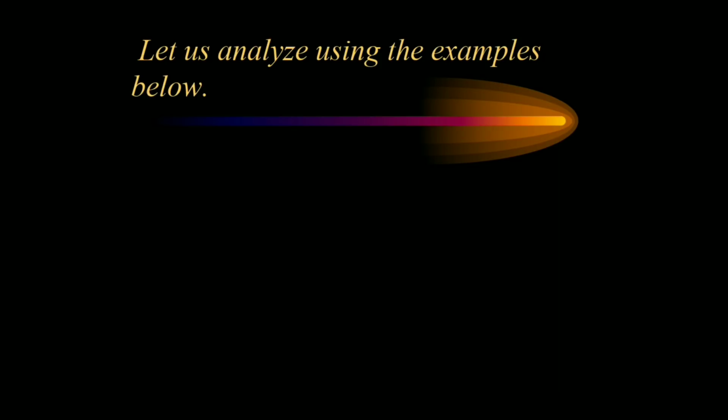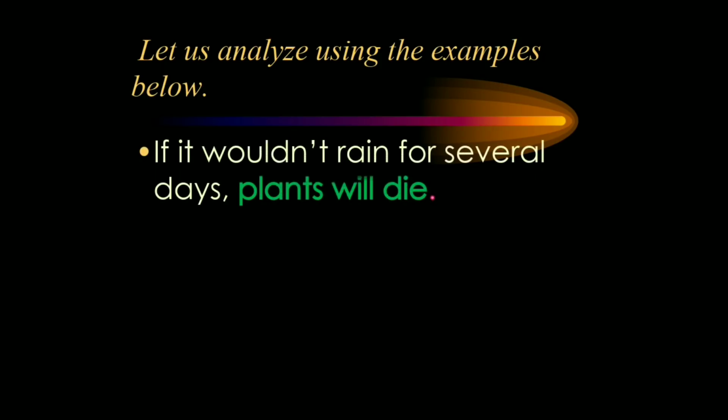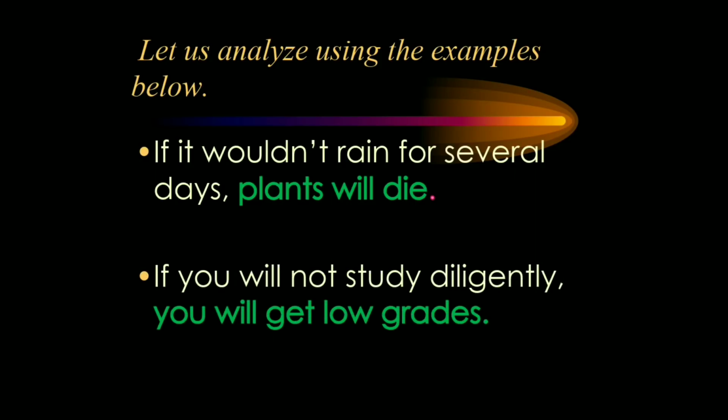So let's have this first example. If it wouldn't rain for several days, plants will die. Based on the given clue, on the first part of the sentence, one can conclude that if it didn't rain for several days, plants will die. So, the given conclusion is plants will die. What about the second sentence?